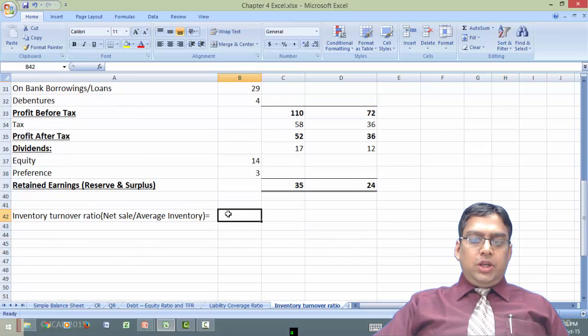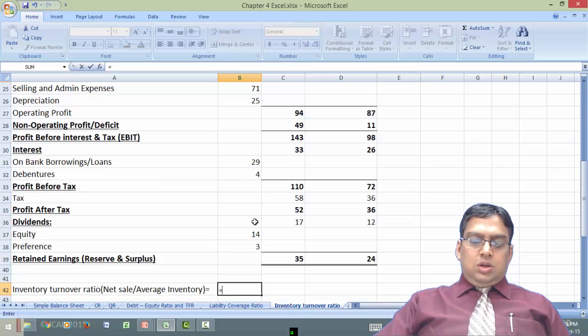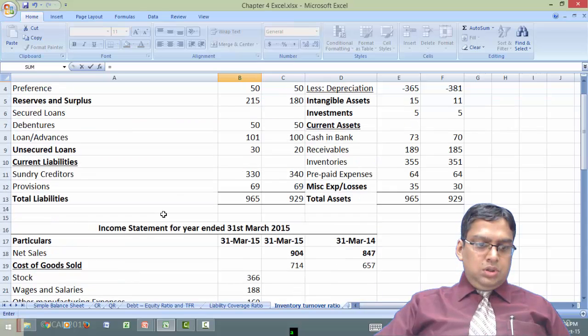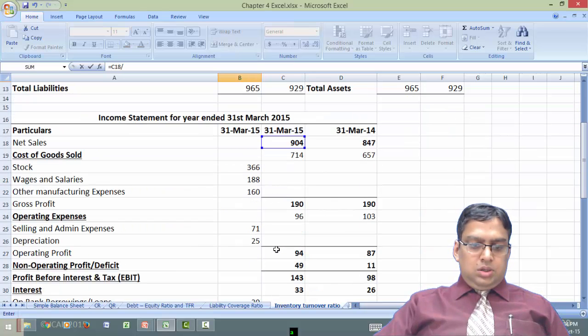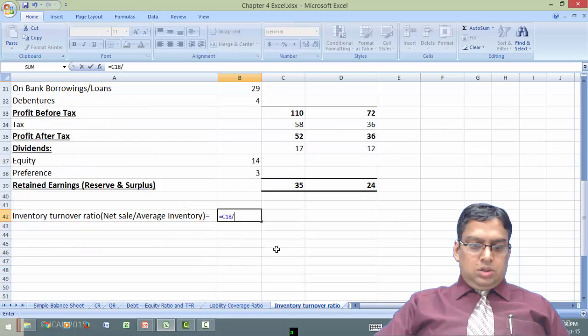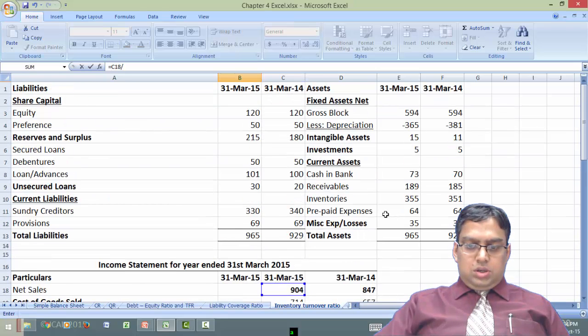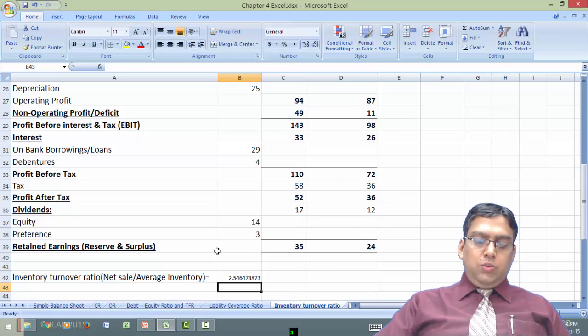That means inventory turnover ratio equals net sales divided by inventories. That is C18 divided by E10 inventories. Enter. That is your output of inventory turnover ratio.